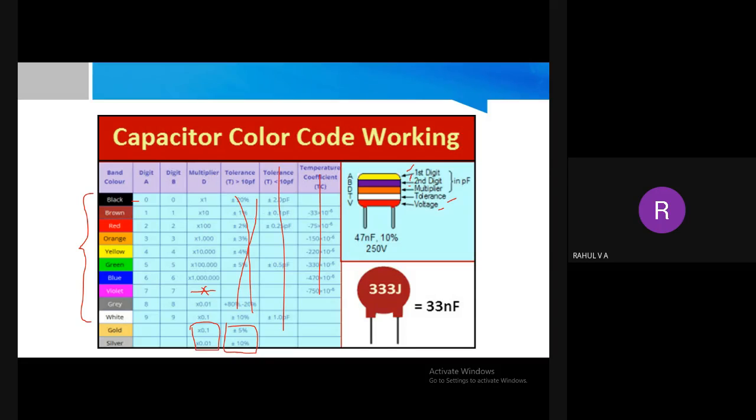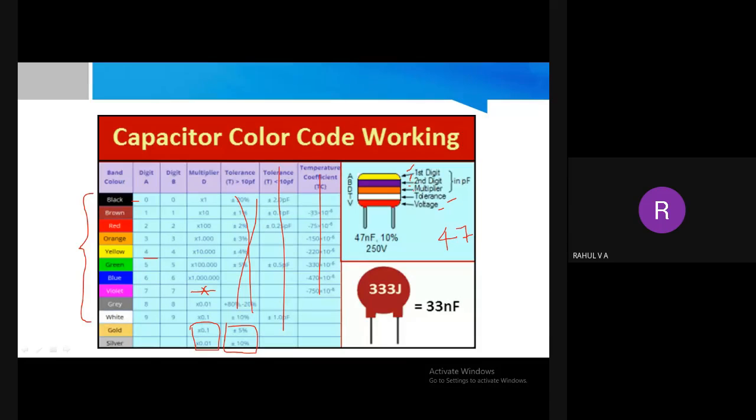So if you read this one, the color of this given capacitance, the first one is yellow. Yellow means you can look at the chart. What is the value of that? The value of yellow is 4. And the second color is violet. You can check the value of violet. It is actually 7. Okay, so 47 you can write.